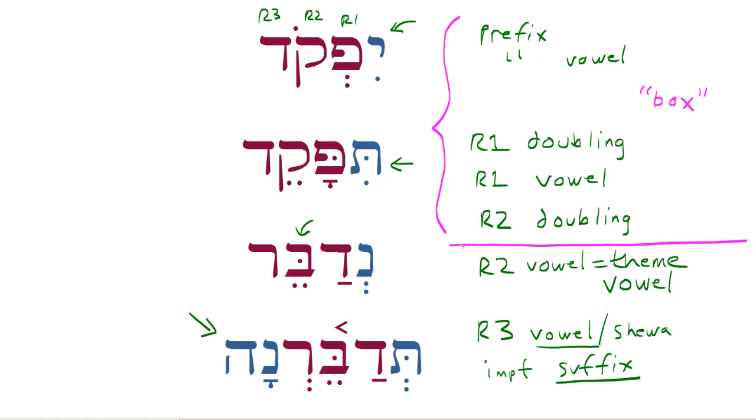And then when we get into weak verbs, the theme vowel will play a much more important part. But we won't be sidetracked because we will understand the box characteristics first and foremost as the first things that we look at when we parse a verb.